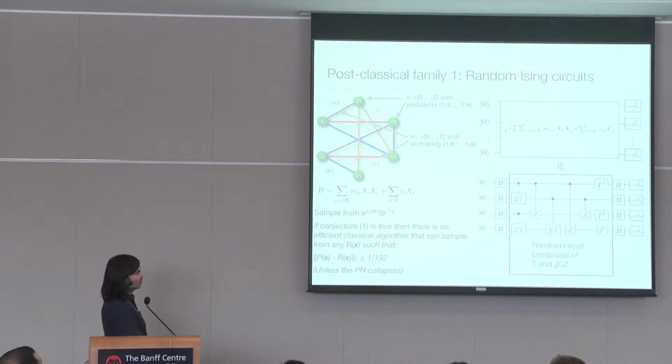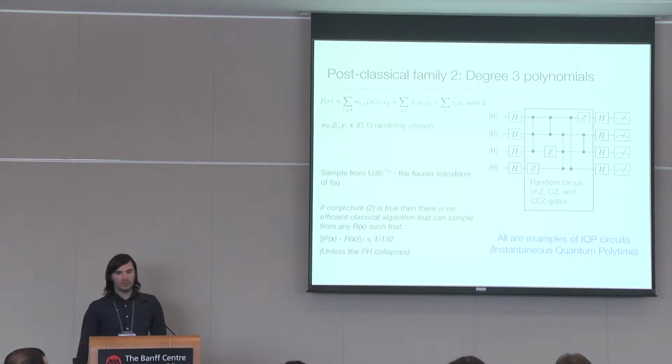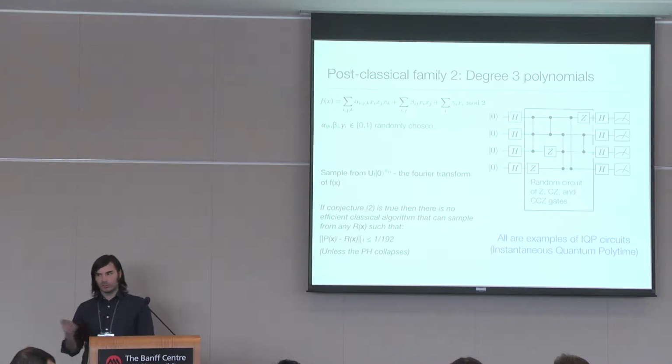So we're going to start with applying Hadamards to every qubit, perform the Z diagonal computation, and then perform Hadamards on every qubit. Okay, we have another family of circuits which we argue is also classically hard. And these are related to the degree 3 polynomials over F2.